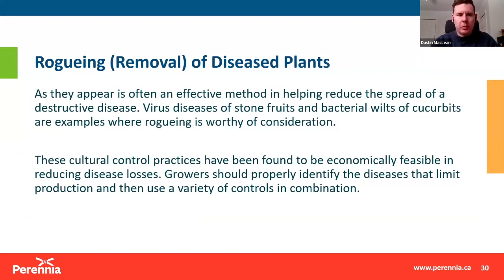Here, we just have a couple more. Roguing of diseased plants as they appear is often an effective method in helping reduce the spread of a destructive disease. Virus diseases of stone fruits and bacterial wilts of cucurbits are examples where roguing is worthy of consideration. These cultural control practices have been found to be economically feasible in reducing disease loss. Growers should properly identify the diseases that limit production and use a variety of controls in combination.